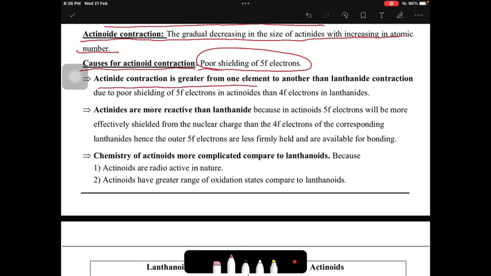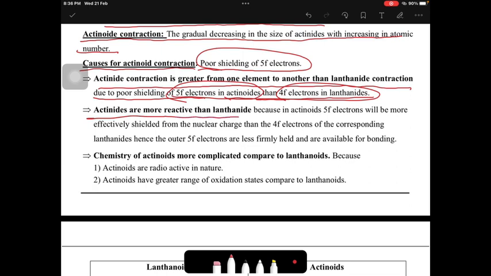Actinide contraction is greater from one element to another than the lanthanide contraction, due to poor shielding of 5f electrons in actinides compared to 4f electrons in lanthanides. Actinides are more reactive than lanthanides because the 5f electrons are less effectively shielded from the nuclear charge than the 4f electrons of the corresponding lanthanide. Hence, the outer 5f electrons are less firmly held and are available for bonding.